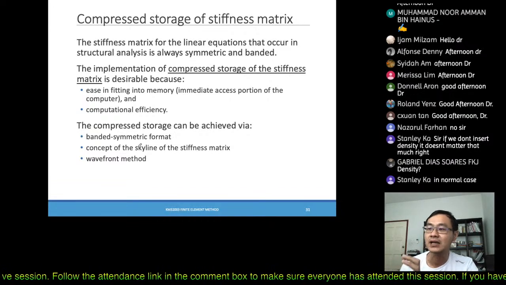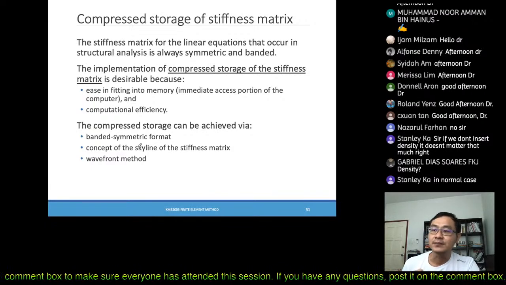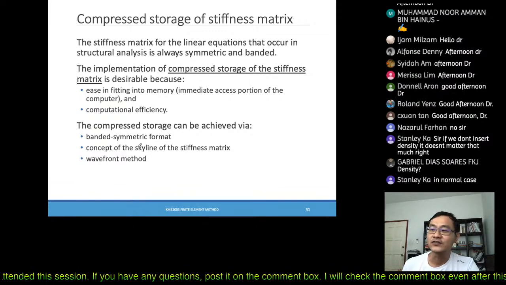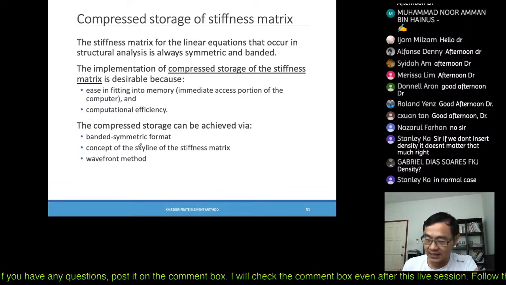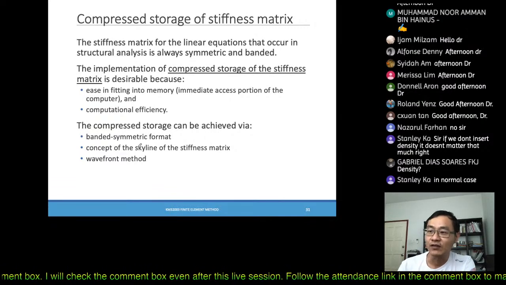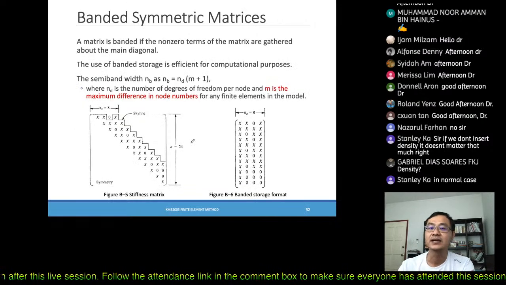Therefore, what we can do, we can compress them using several methods. We can have the banded symmetric format. We can also use the concept of skyline of the stiffness matrix, and another method we call the wavefront method. So what is a banded symmetric matrix?